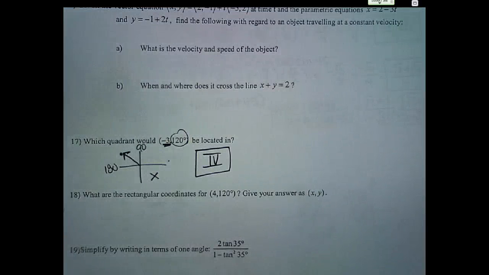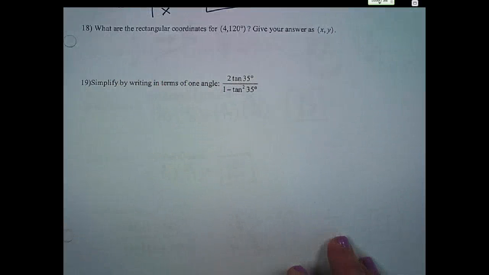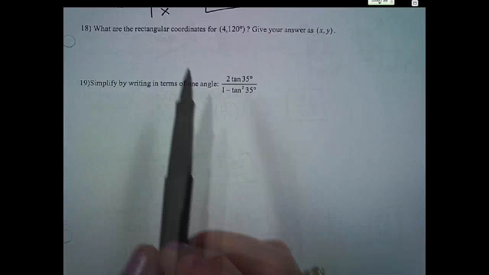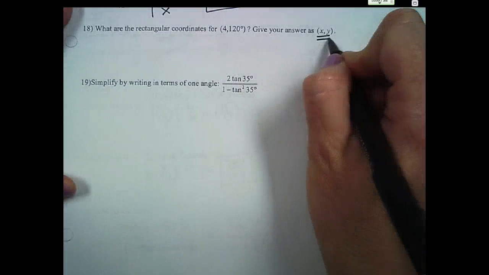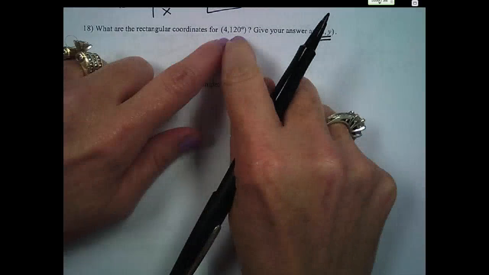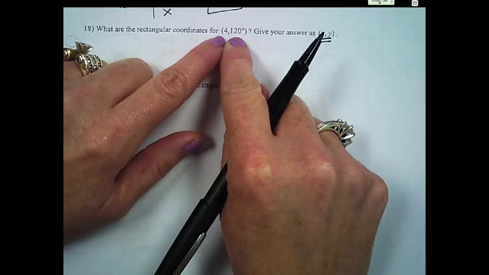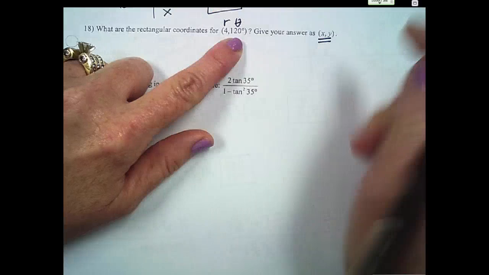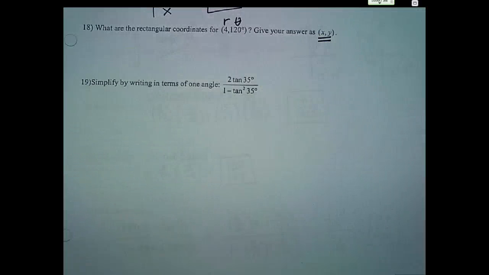So I'm going to skip 16 for a second and look at 18 and 19. These are the last two we have. It says, what are the rectangular coordinates for 4, 120, and give your answer in XY form. What is 4 then? If I wanted an XY form, what does 4 stand for, guys? Somebody remember? R, excellent. And what is 120? Theta. And we've already done this. So I'll give you a second to try it.